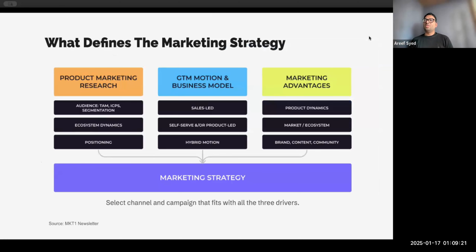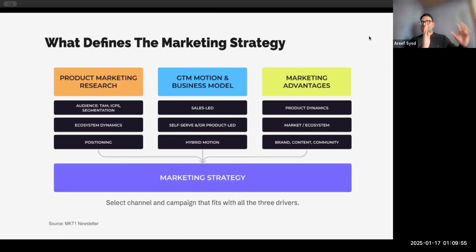Like what defines my marketing strategy. So essentially there are three pillars, three drivers that should define your marketing strategy. So we start with product marketing research, understanding who your customer is, or who your ICP is. Number two, it's about who you are positioning against, or who the competitors in the space are. What does the ecosystem look like, how competitive is the space, or is it a new category that you decide to play in.